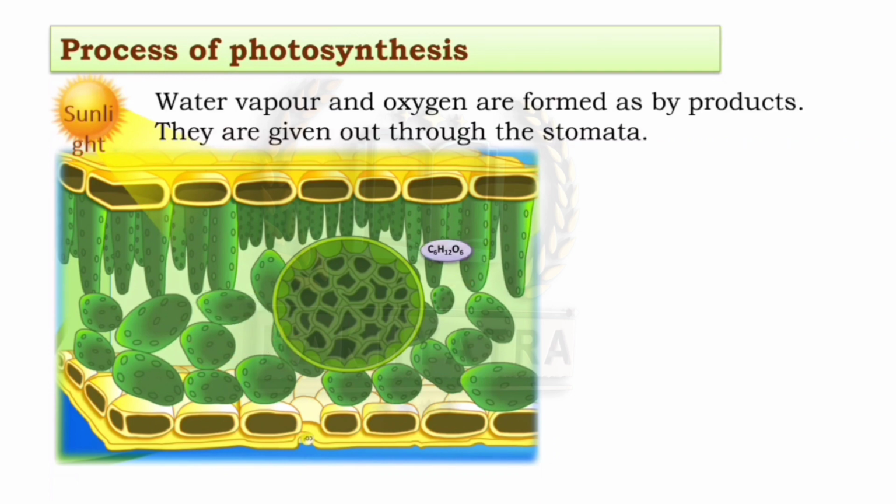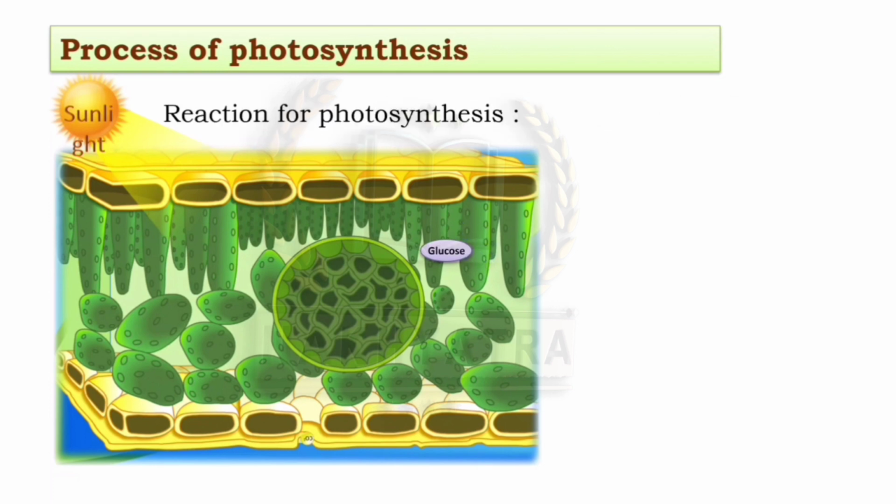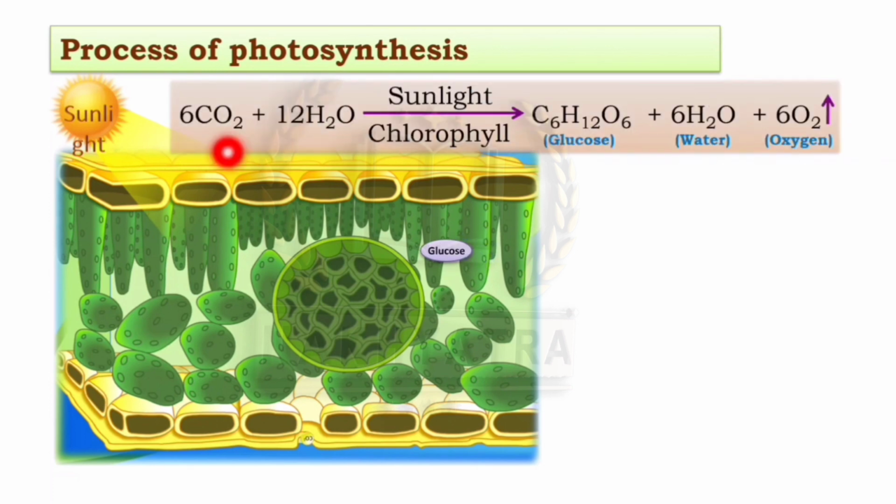Now the water vapor and oxygen are formed as byproducts, so they are given out through the stomata. In the whole process there are two byproducts, that is water vapor and oxygen, which are given out through the stomata. Alright, now see the reaction for photosynthesis. Carbon dioxide plus water in the presence of sunlight and chlorophyll gets converted to glucose plus water plus oxygen. So here the water and oxygen are the byproducts, and the main product is glucose.